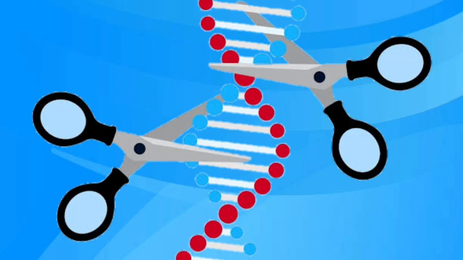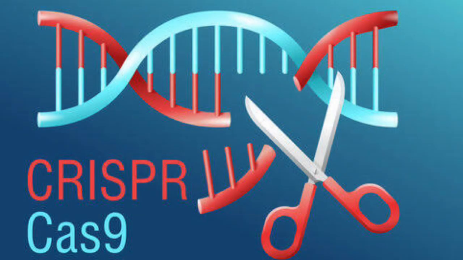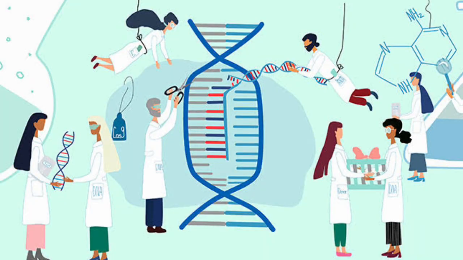Gene editing techniques such as CRISPR-Cas9 allow precise modification of the DNA sequence within the cell. This technology can be used to correct disease-causing mutations, delete or insert specific genes, and modulate gene expression.